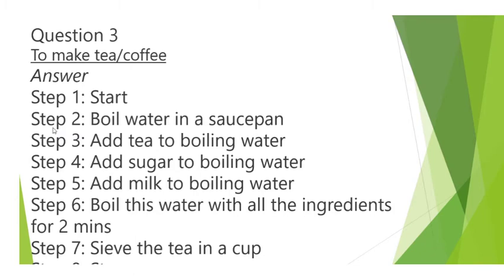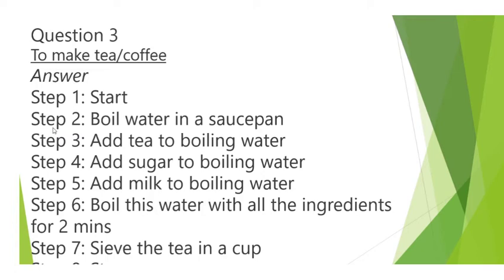Now what will be the third step? Water gets boiled and now you have to add tea. Okay. Fourth step will be to add sugar to boiling water. You have to add sugar in that boiling water.